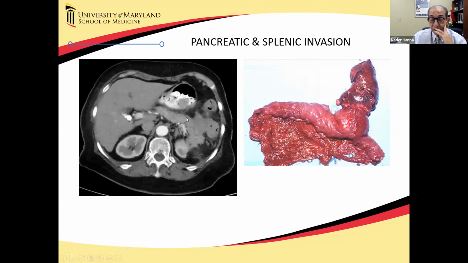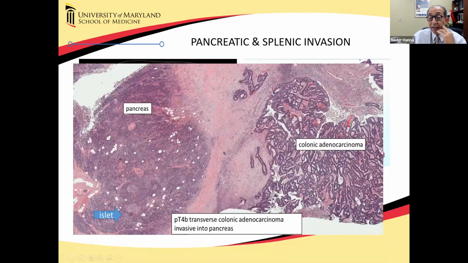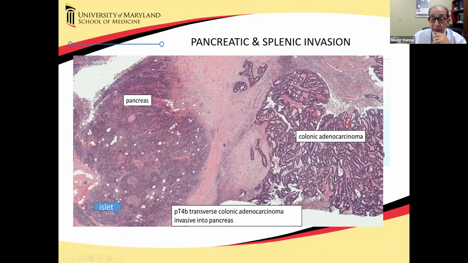These ones are easy. You just go ahead and resect the distal pancreas and spleen. And you can see it here. You can see the tumor is actually extending almost at the splenic flexure, invading into the spleen right here. And you can also see the colonic adenocarcinoma here, and it's invading into the pancreas. So you can see the histological actual invasion.